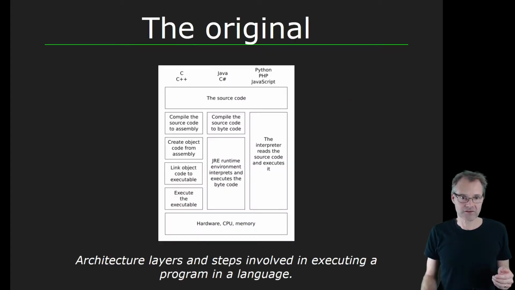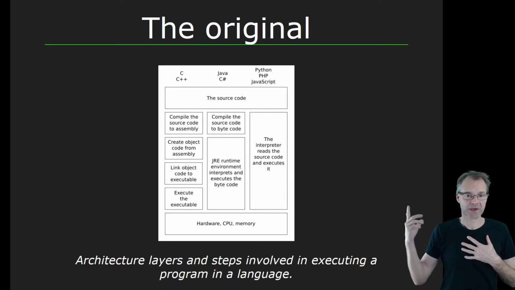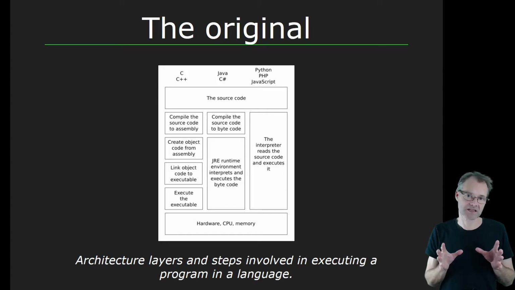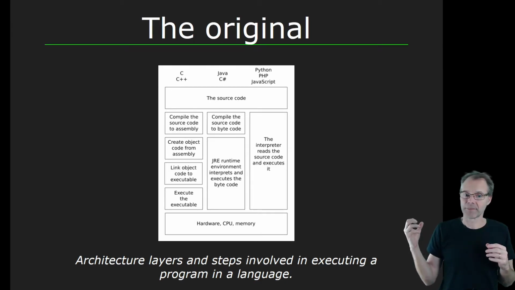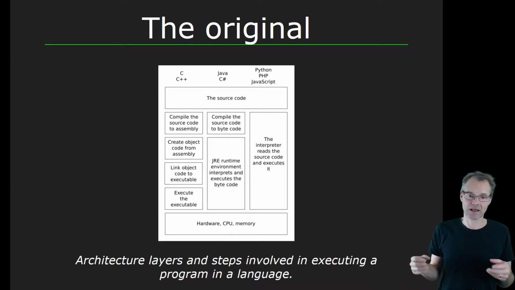We could actually have a look at an overall architecture on this, how it looks. So here I have made a picture where we have C, C++, that are compiled languages. So there we compile the source code down to assembly. Then we create object code from the assembly code. Then we link the object code to an executable, and then we execute it.